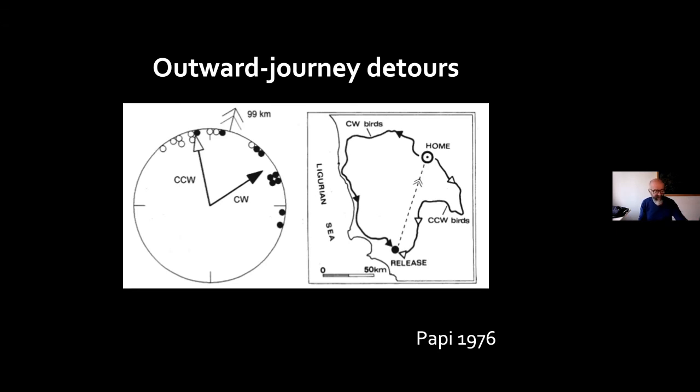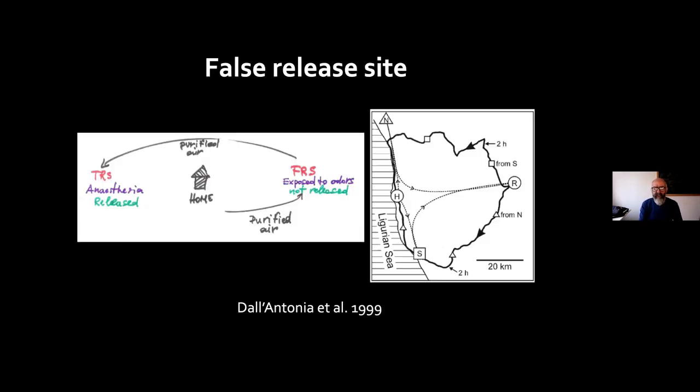And then there is a variant, which is an even more elaborate variant of this experiment, which is called the false release site experiment.